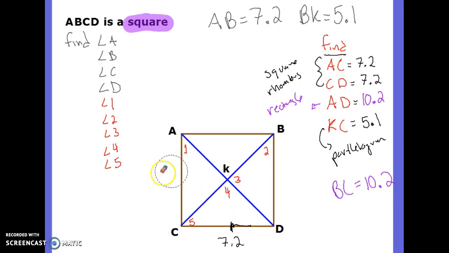All right, so we have our angles 1, 2, 3, 4, and 5. Back to where we were. Now, you'll notice for this problem, I didn't give us any of the angle information. I did not give us the measure of any angles.